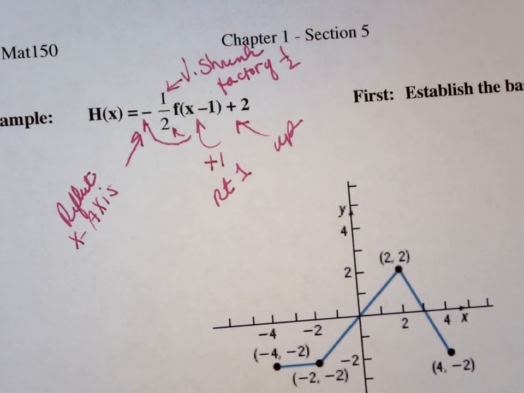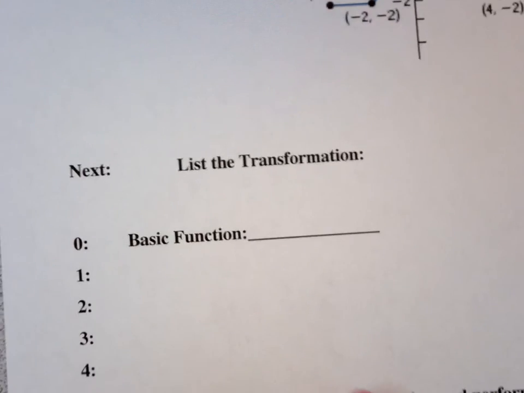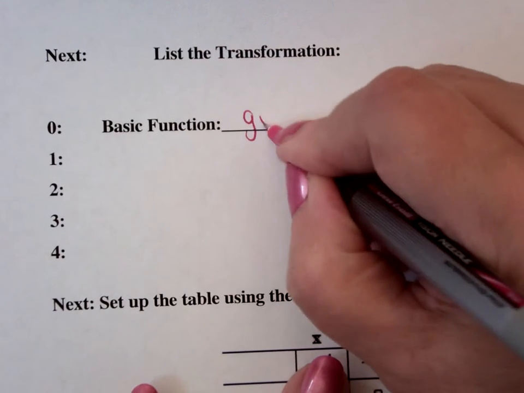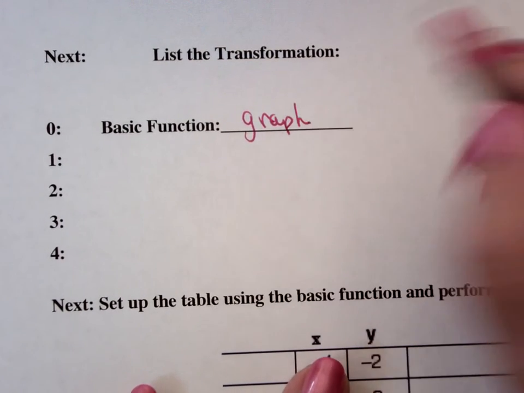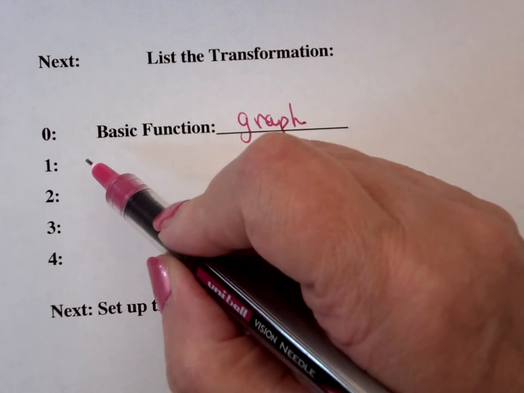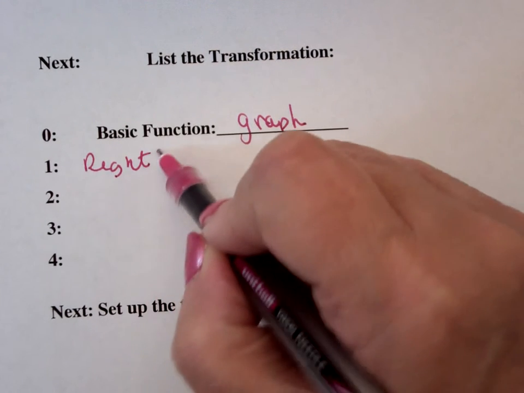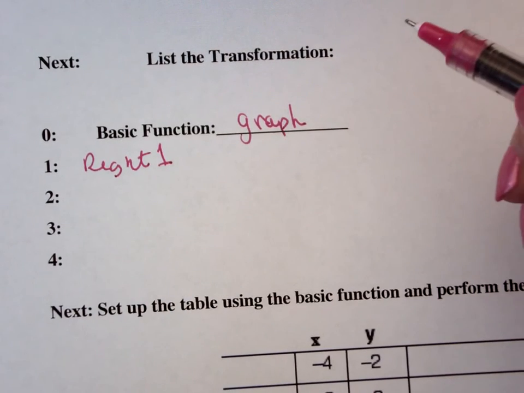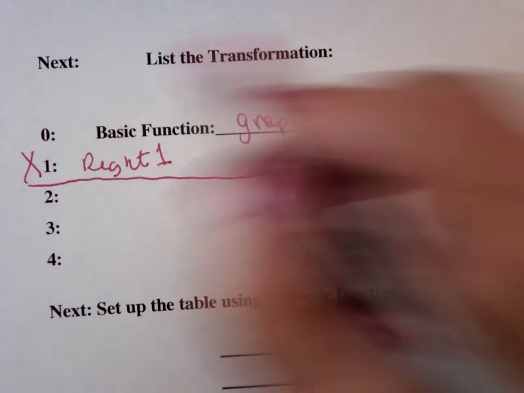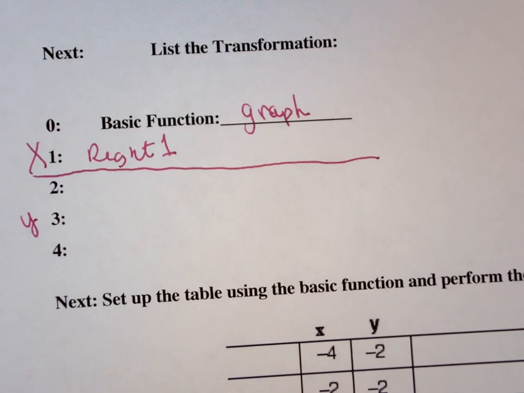Now, in trigonometry, you're likely to have six of the six. But here, not so much. So what's the basic function? Basic function, of course, is the graph, or if you want to say the chart, I don't care. T-bar chart, graph. And then we said, first thing I'm going to do is move it to the right by one. After I moved it to the right by one, I'm done with the inside, so I'm moving to the outside. So now I'm moving from x to y. Everything else now is going to be on the y.